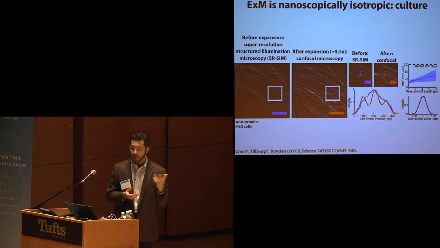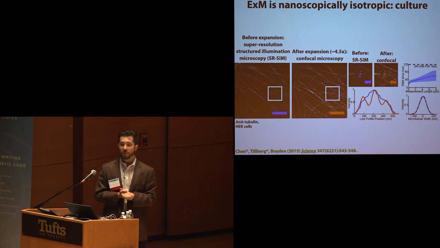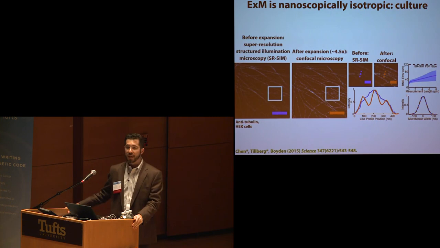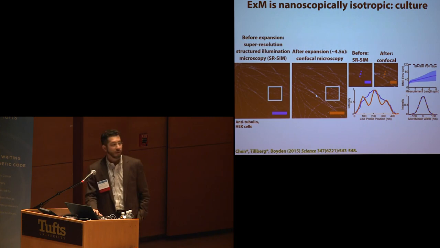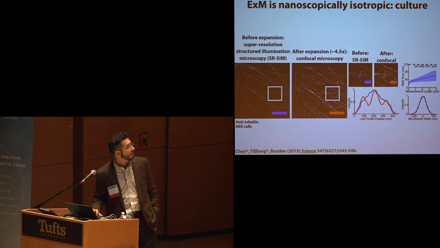I'll just tell you one of the examples, given that these are sort of short form talks, which is to look at known structures. So for example, we know a lot about microtubules in cells, thanks to lots of years of ground truth EM data. And you can take microtubules in cells, label them with antibodies with fluorophores attached, and then you can compare unexpanded cells to expanded cells. These, of course, would be much bigger, but we shrank them down to fit them on the slide.